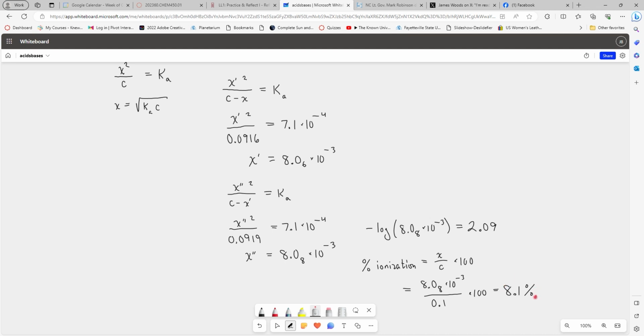Now, some people would get misled into thinking that's somehow wrong, that we cannot ignore x in the denominator because it's greater than 5%. Well, we didn't ignore x in the denominator. We plugged it back in and solved the problem a couple times. The purpose is not to get the percent ionization less than 5%, but just to get a more accurate value of the percent ionization. So at this point, it's okay that it's greater than 5%.